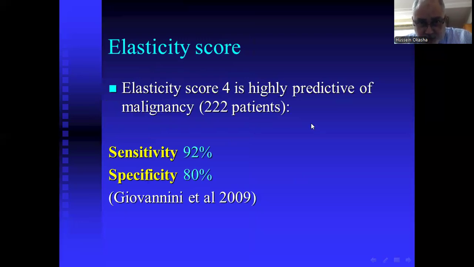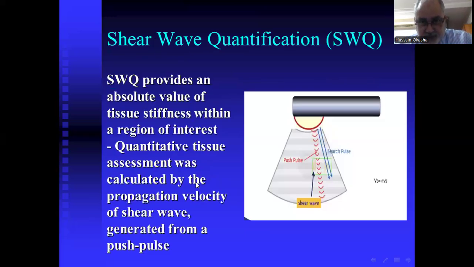Elasticity score 4 is highly predictive of malignancy. Sensitivity is about 92%, and specificity is about 80%. This is Giovannini, Italian 2008.